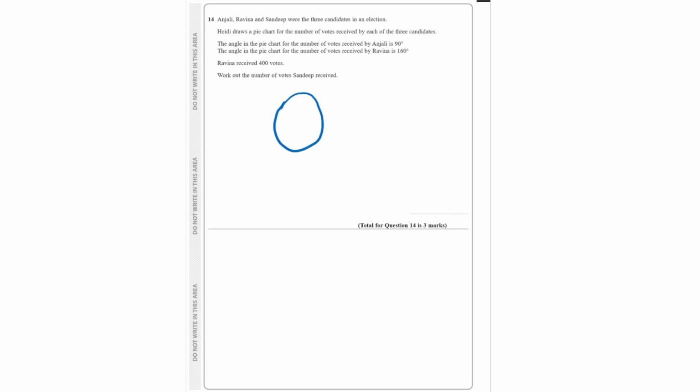The angle in the pie chart for the number of votes received by Anjali is 90 degrees. So we can write here 90 degrees. It's always best to use a protractor when available. The angle in the pie chart for the number of votes received by Ravina is 160 degrees. That's just less than 180. Ravina received 400 votes. We can write that here. 400 votes. Work out the number of votes Sandeep received.